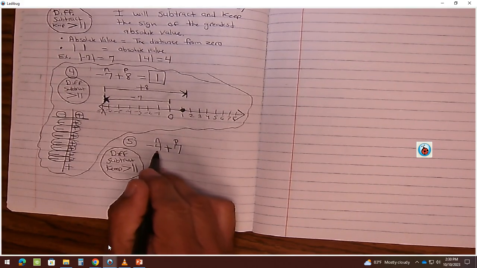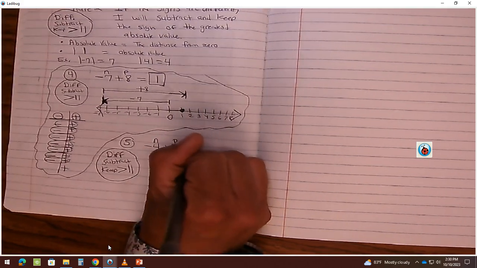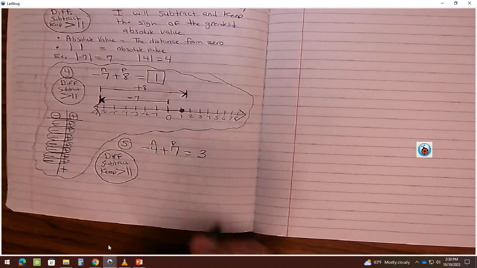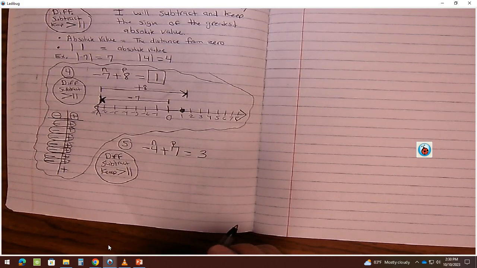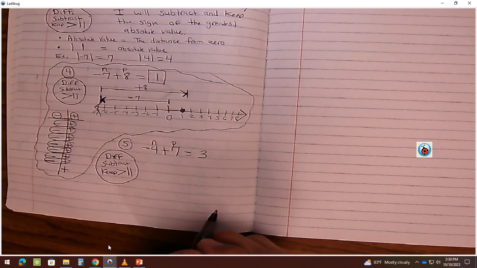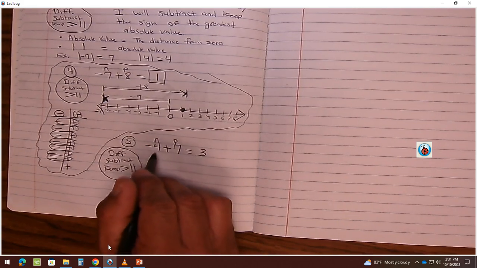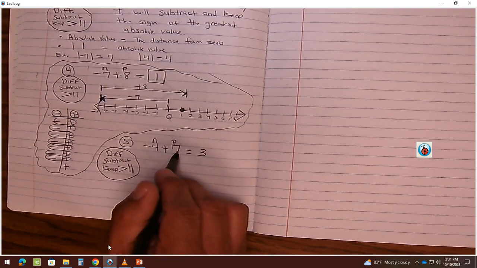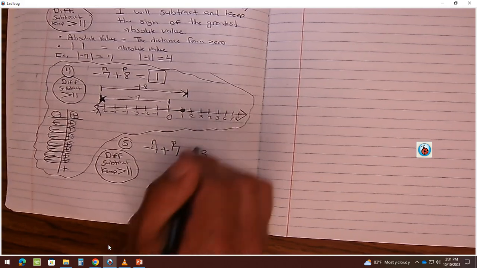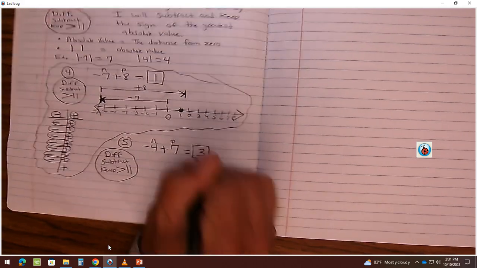Okay? So we have a 4 and a 7. We subtract those two, and that will give me 3. Okay? And who's the highest absolute value? Well, the absolute value of negative 4 will be 4. The absolute value of 7 will be 7. So positive wins again. So we will have positive 3 in this case.